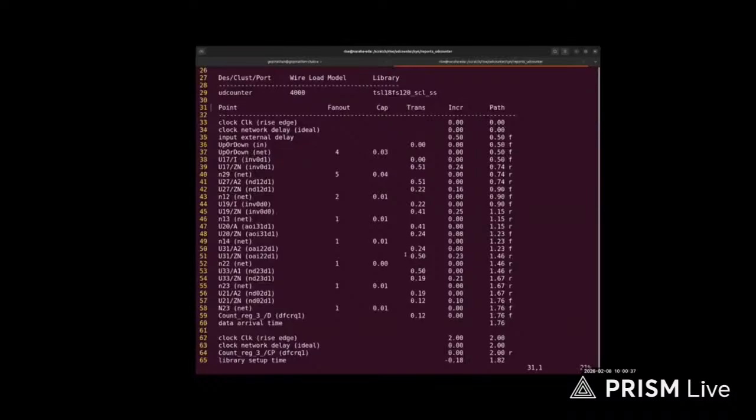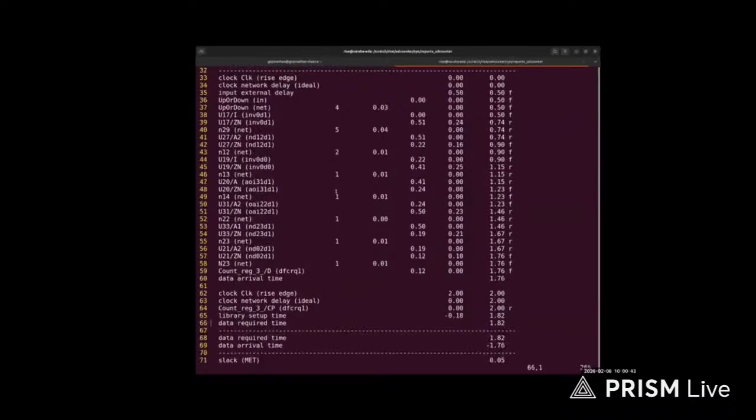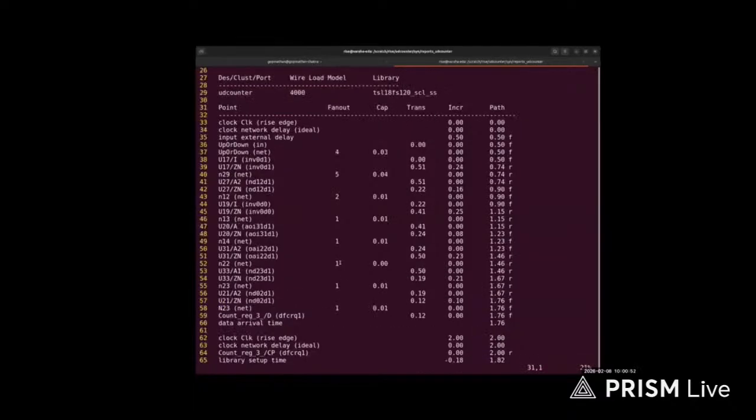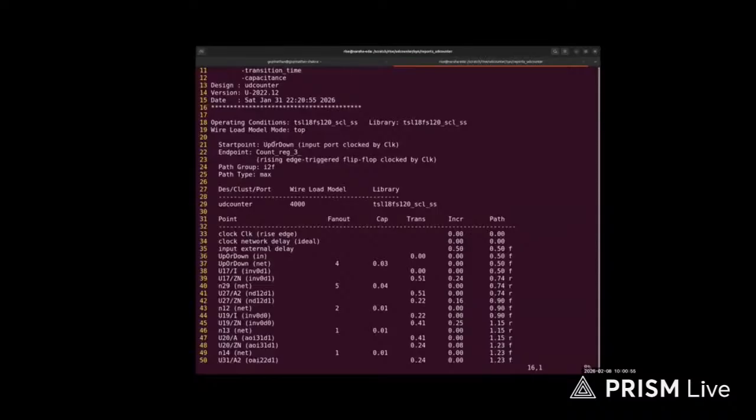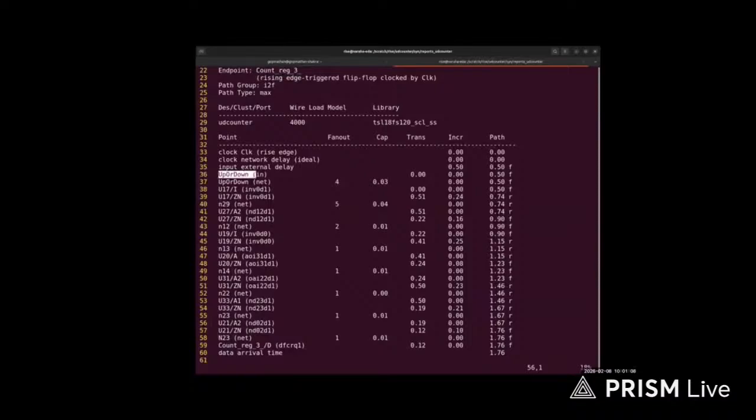So I'll tell you from line number 33 to line number 71. This is one particular path's report, one timing path report for input to flip-flop. Input is the up or down pin and the flip-flop is count reg 3. What does this mean? My input is passed from this up or down pin.